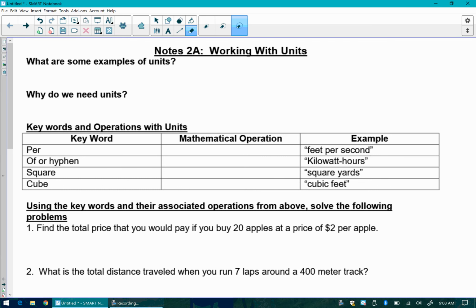Okay, so we're starting here in section 2A, working with units. As I mentioned before in the introductory video, when I go through these video lessons, I'm not going to be working through every single problem in the notes, because in Blackboard I have available to you this blank set of notes, a worked out solution key, as well as this video.